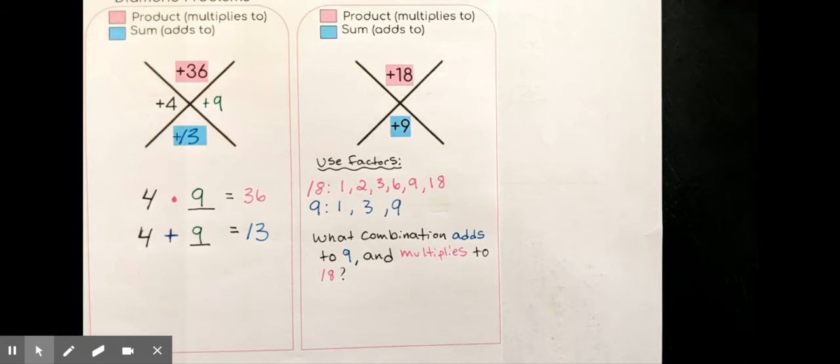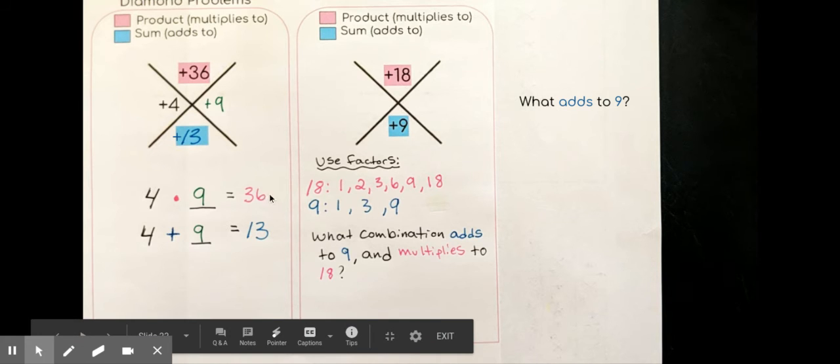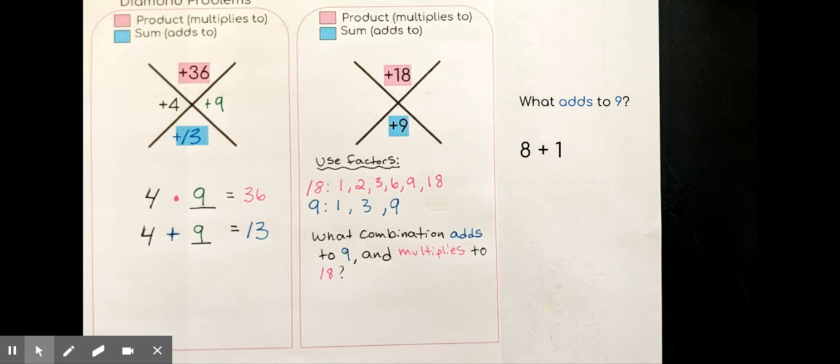So let's walk through this. What numbers add to 9? We are going to look through and see if both of these numbers are in our factor list down here. So what could possibly add to 9? Well, 8 and 1 adds to 9, right? But we have no 8s, so that can't be our factor combination. We also can't have 7 plus 2, which would also add to 9, because we don't have any 7s.